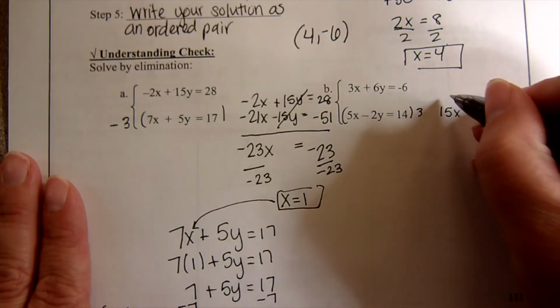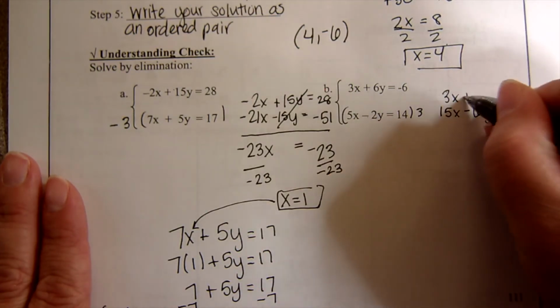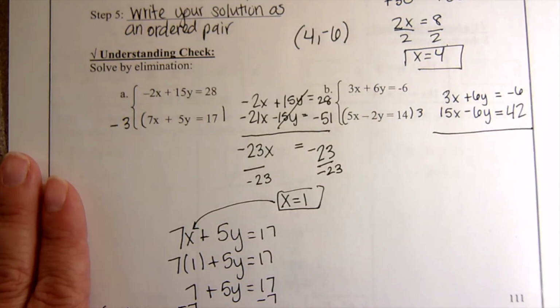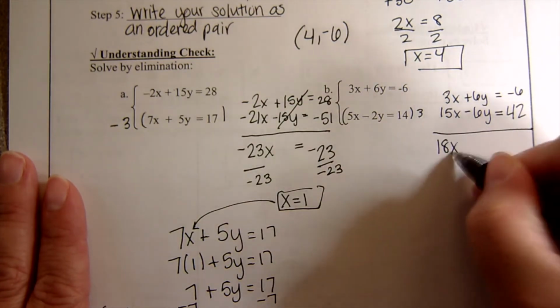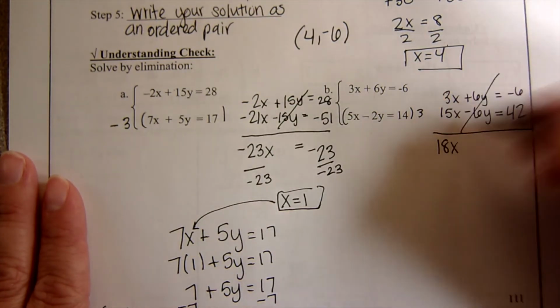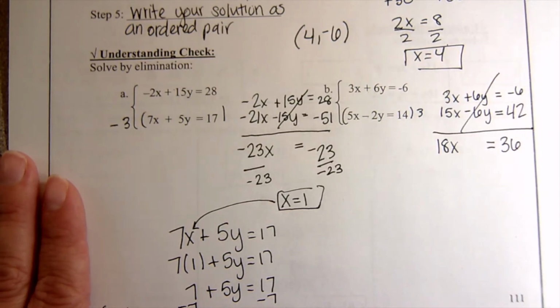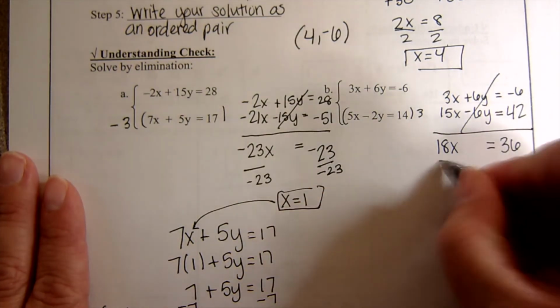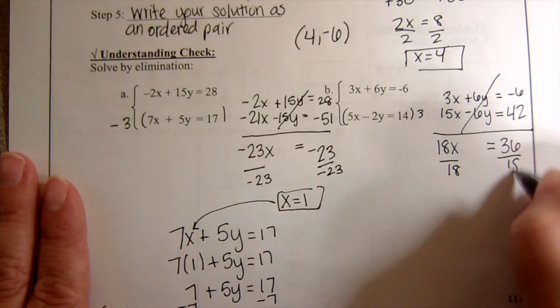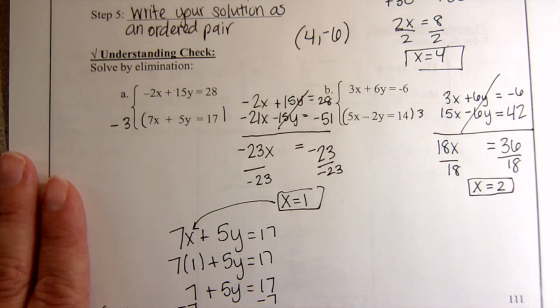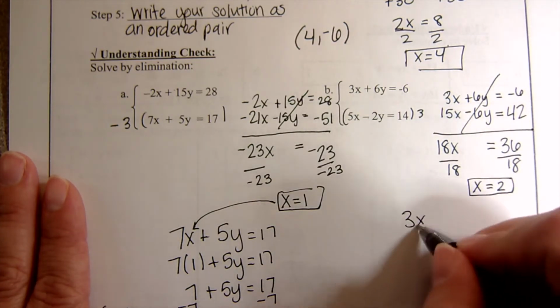We are going to keep the first equation exactly as it is. Add those two together. 18x. The y's cancel, equals positive 36. Then what? Divide both sides by 18. X equals 2. Plug it back into either equation.